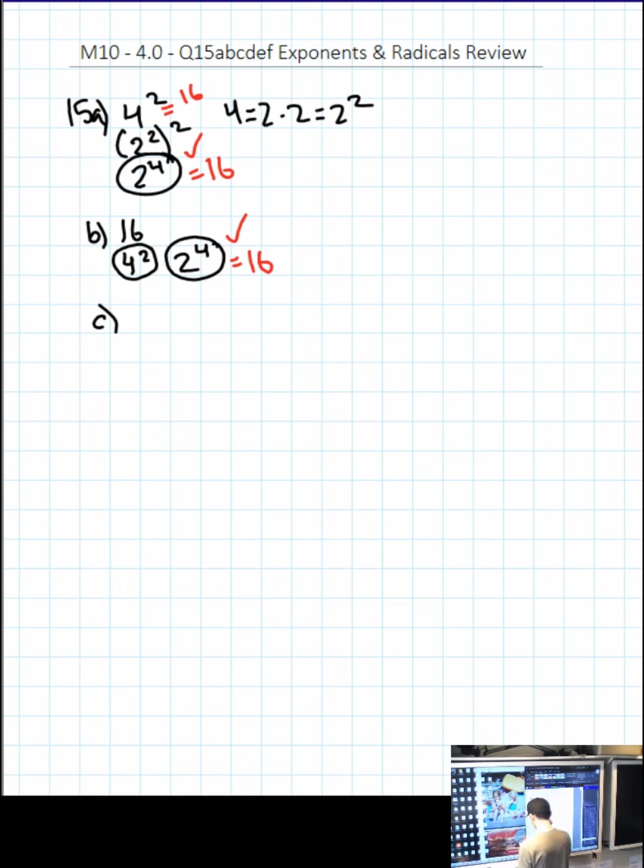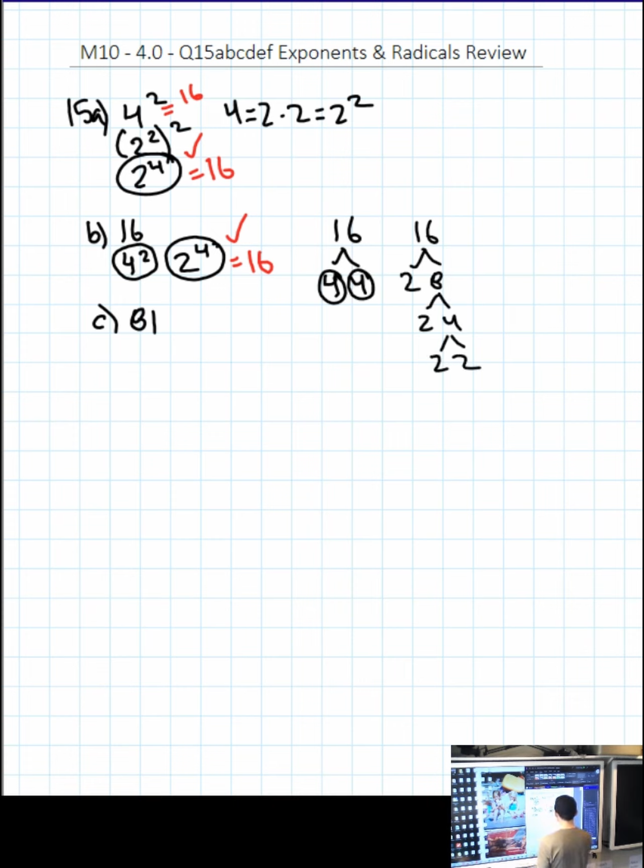But these are all just skills that we are learning for the future. Okay, C, 81. In the last question, I could have done a prime factorization tree on 16 and got 4 and 4, therefore it's 4 squared. Or I could have done 16 is 2 times 8, and 2 times 4, and 2 times 2, which means that it's 2 to the 4. So, not going to do that again. 81 is simply 9 squared. It's also 3 to the 4.